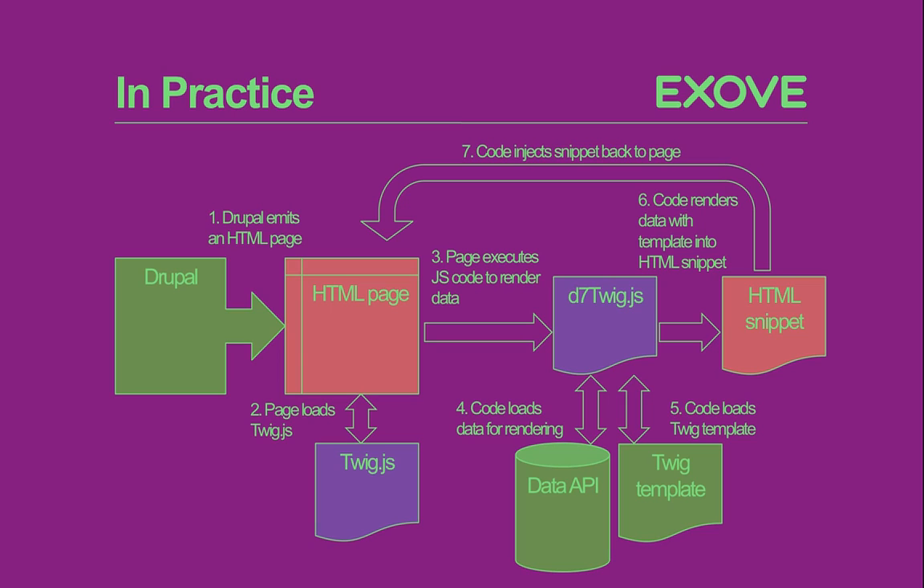We don't care, because we get some data, preferably in JSON format. And then we load the Twig template. Now we have the data and template here. We generate the HTML snippet, and then we inject it back here, and then we run this process again and again based on the user interaction.